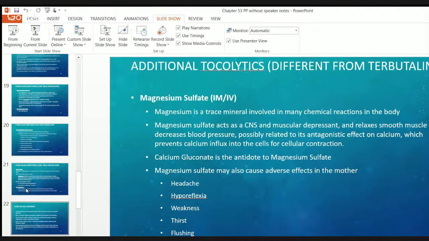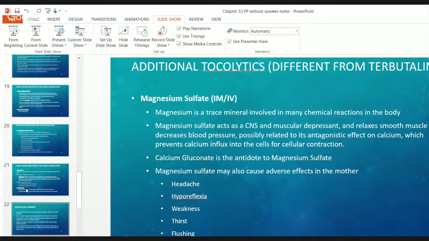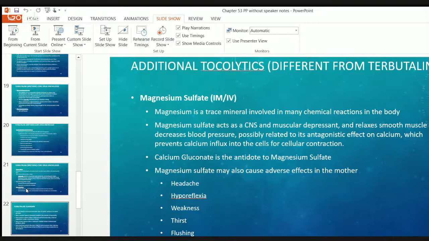So when we look at it, magnesium sulfate acts as a CNS and muscular depressant and relaxes smooth muscle and decreases blood pressure, possibly related to its antagonistic effects on calcium, which prevents calcium influx into the cells for cellular contraction. So also think about the fact that we talk about a lot of calcium channel blockers for blood pressure medications. So when we look at this, calcium gluconate is going to be the antidote for magnesium sulfate. Typically on any unit where there is magnesium sulfate, calcium gluconate is going to be readily available.